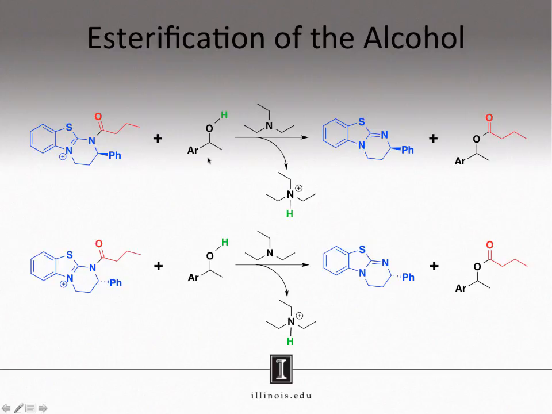What will happen here is the alcohol will react with the activated intermediates to form the product ester. Both reactions form the same product, regenerate the catalyst, and form a triethylamine salt that was used to deprotonate, or remove, this proton that was on the alcohol. One of these cases will be what we call a matched case. The other case will be a mismatched case. What determines whether the top reaction is the matched case or the bottom reaction is the matched case?